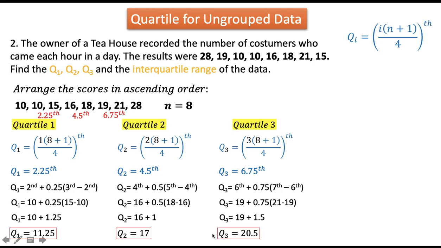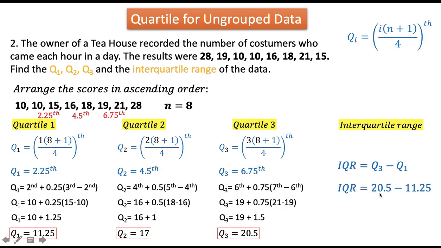To solve for interquartile range, just simply get the difference of quartile 3 and the quartile 1. So our quartile 3 is 20.5, our quartile 1 is 11.25, and the difference is 9.25, and this is our interquartile range.